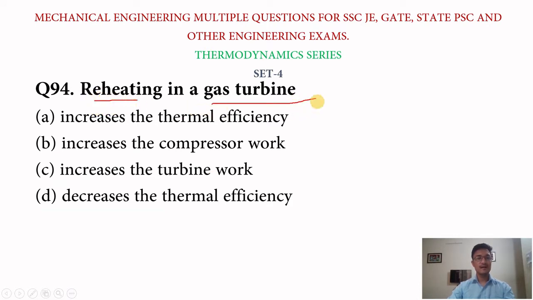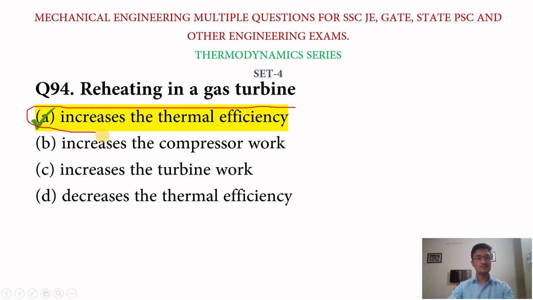Next question is, reheating in gas turbine, we have four options. Option A increases the thermal efficiency, option B increases the compressor work, option C increases the turbine work, and option D is decreases the thermal efficiency. So we have to tell reheating in gas turbine what happens to efficiency. Increasing the thermal efficiency, that is option A is the answer of this question. Reheating in a gas turbine increases the thermal efficiency.